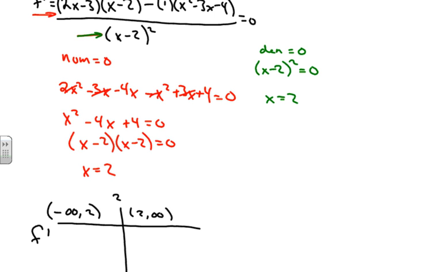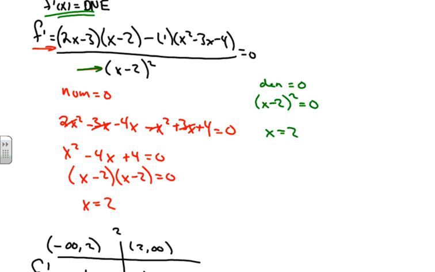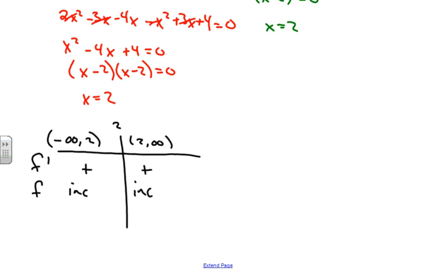It appears that if we plug in 0, we should get a positive value, and then when we plug in 3, we should get another positive value. So it appears that f is going to be increasing and increasing. Now, with that, we take that and we realize that if we have this correct, it's going to be increasing and decreasing.